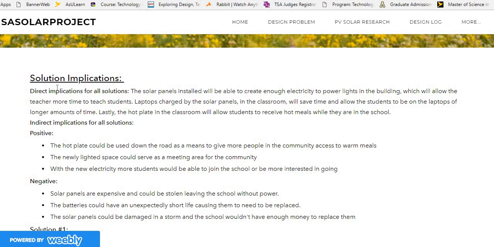So first would be direct implications for all solutions. The solar panels installed will be able to create enough electricity to power lights in the building, which will allow the teacher more time to teach students. Laptops would be charged by the solar panels in the classroom, which will save time and allow the students to be on their laptops for longer amounts of time. And lastly, the hot plate in the classroom would allow students to receive hot meals while they are in school.